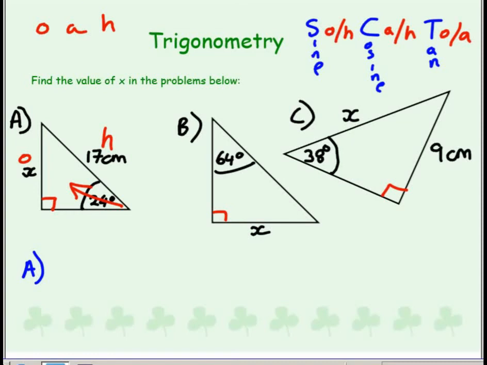Which trig ratio is that? It's S, the sine. So this is what you write. You write the sine of the angle equals. Now it's O over H. So you may as well write that down. And then you put in the values for O, that was X, and the value for H, which was 17.